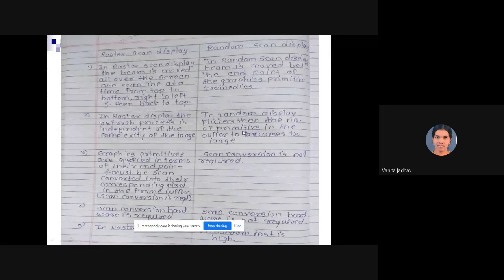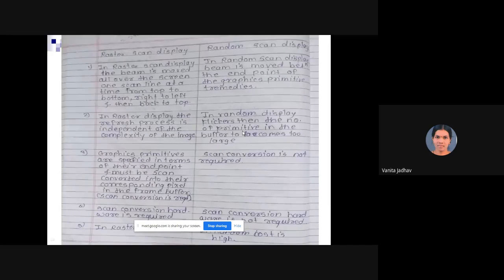So over here I have shown the comparison. Almost 7 differences I have found out. Are you able to see the screen? Yes, ma'am. Up till now we discussed random scan display and raster scan display, and here we are able to see the difference between raster scan display and random scan display.